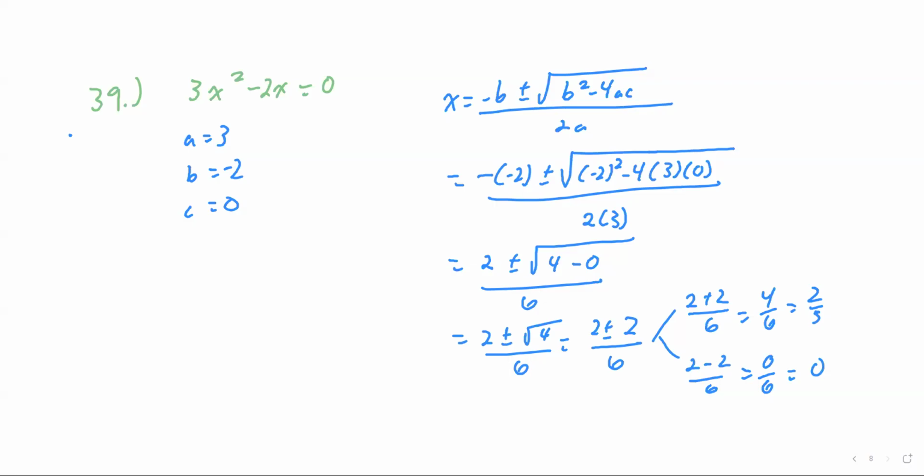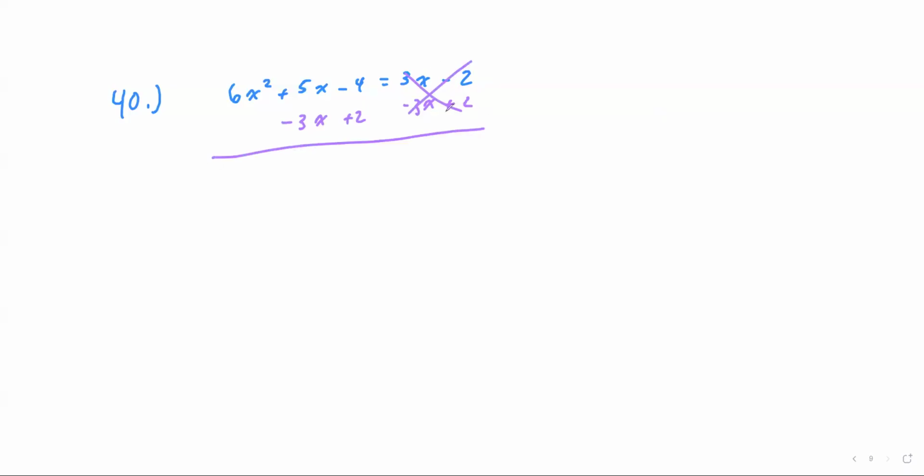Let's do one more to make sure you get plenty of examples. Let's look at number 40. 40 has 6x squared plus 5x minus 4 equals 3x minus 2. Subtract 3x, trying to keep everything lined up, and add 2. So again, I'm going to get rid of all this by doing the opposite operation and bringing it to the other side. Then I get 6x squared plus 2x minus 2 equals 0. So I can see a equals 6, b equals 2, c equals -2. So again, the formula is -b plus or minus.